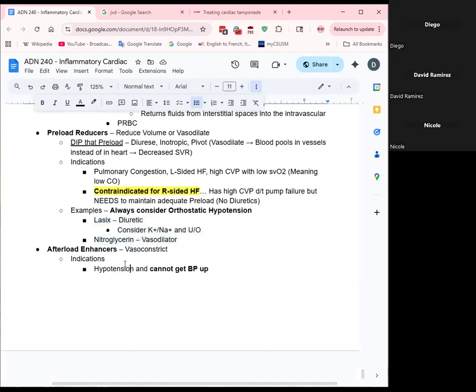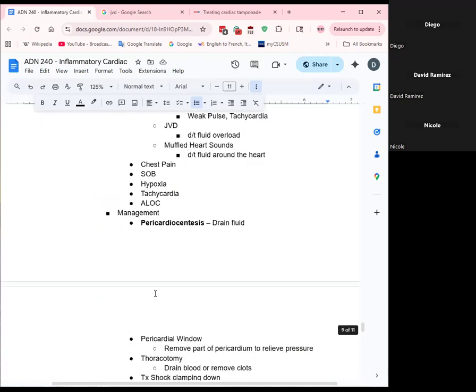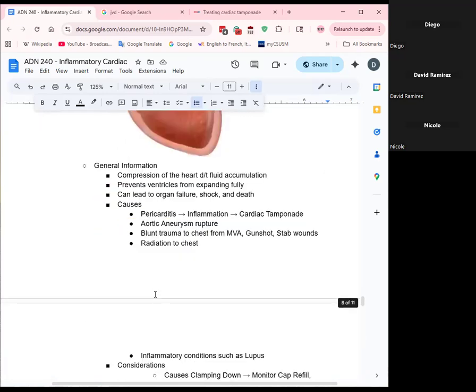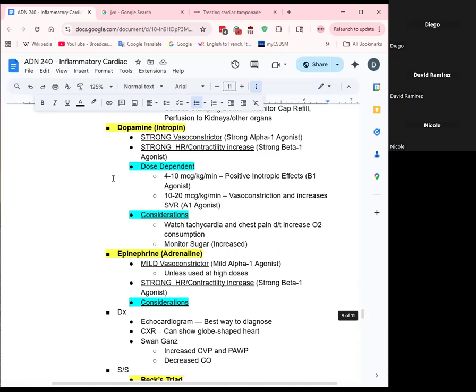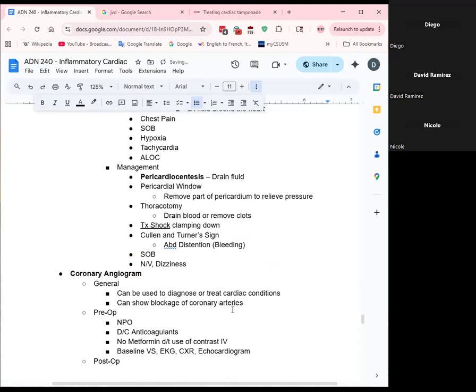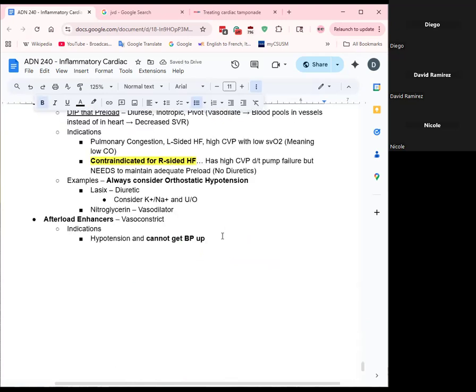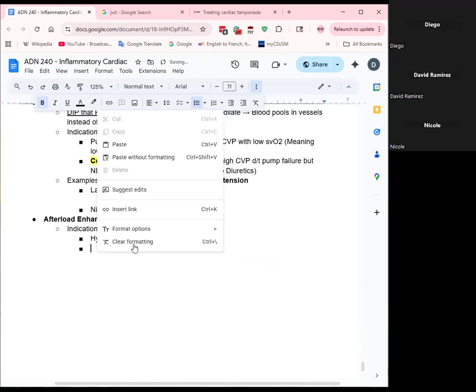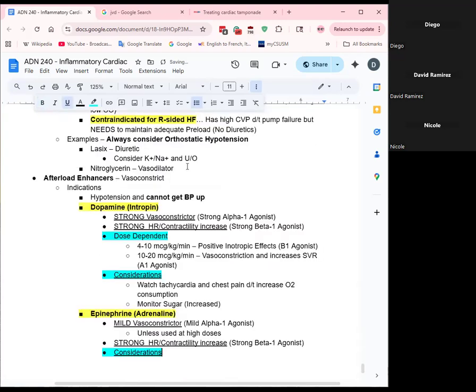Afterload enhancers for vasoconstriction. I think that's actually where this goes. I was wondering why that was there. I'm not sure how that happened, but it did. So this is going to cause shunting, or not shunting, it's going to cause clamping. So that's what an afterload enhancer is. You can think of it like constriction, clamping.